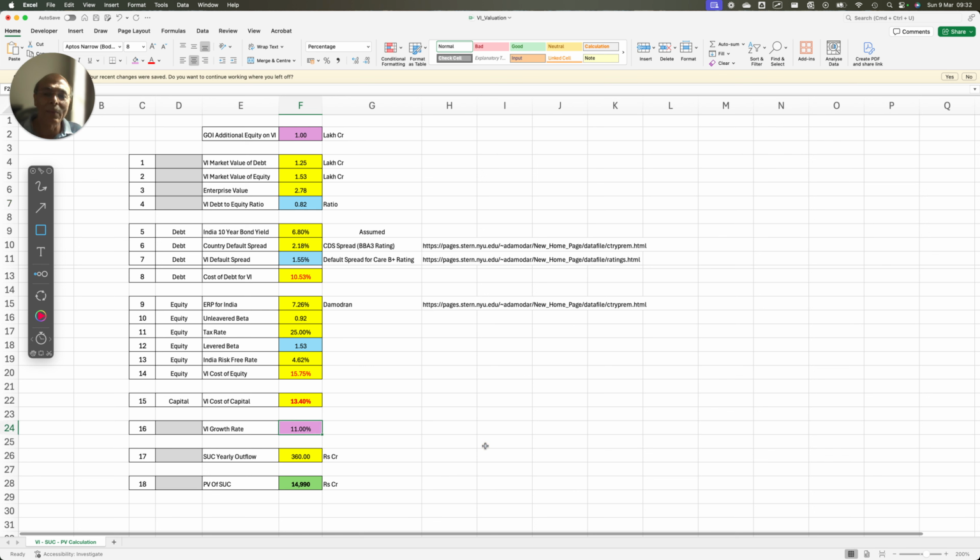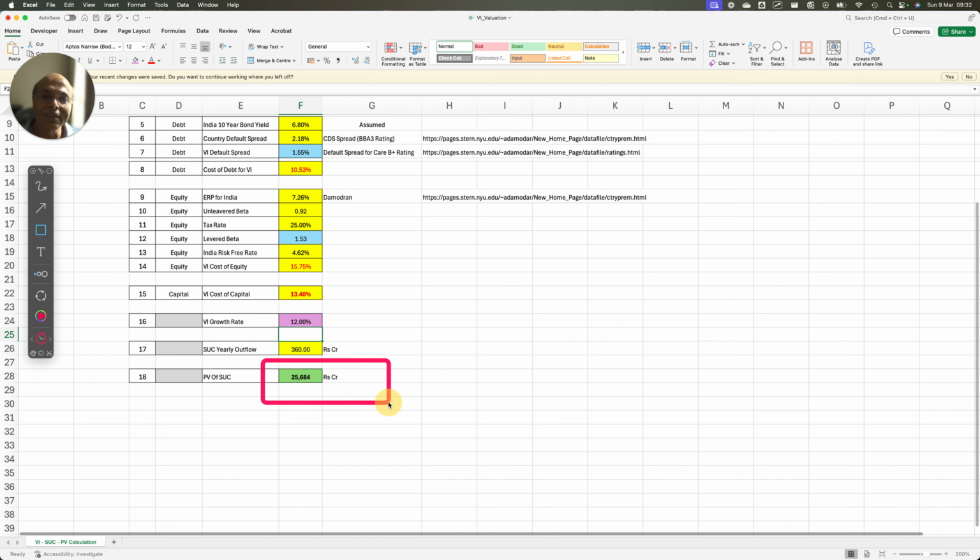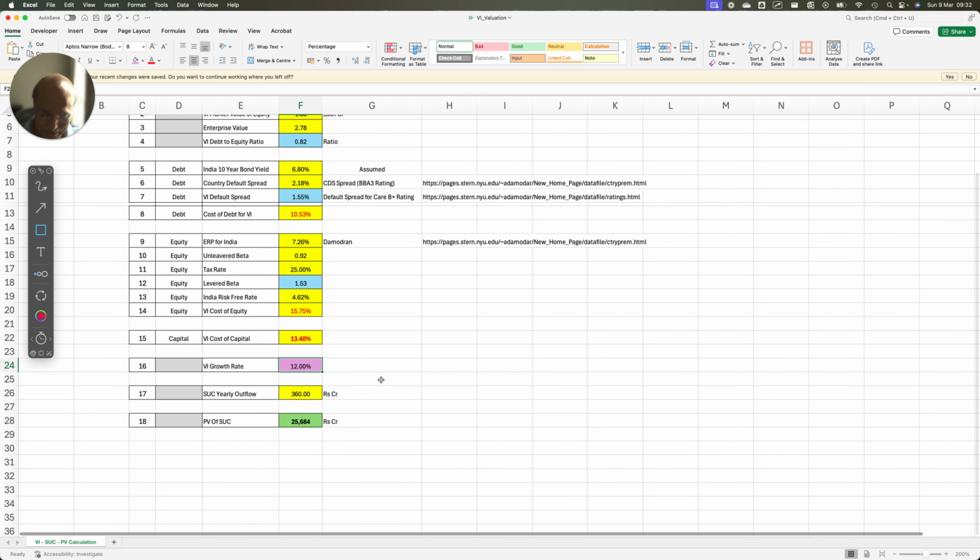But let's now play with the growth number. Let's make it 12%. Now you see 25,000 crores, right? If I make it 13%, it will give you 89,000 crores. So this peanut has become a football stadium, right? So now you understand the implication of what I'm talking about. So this is a butterfly effect.